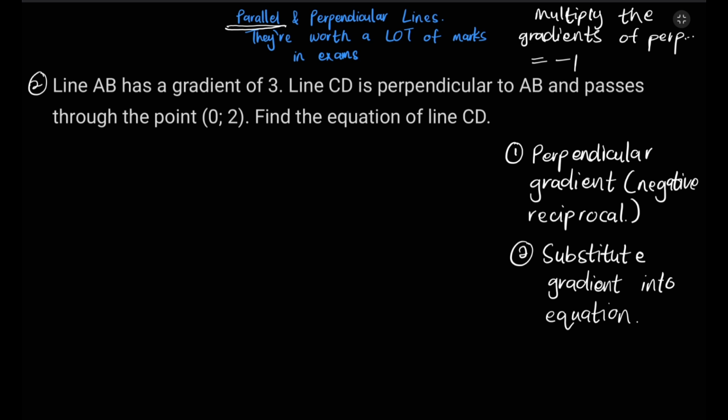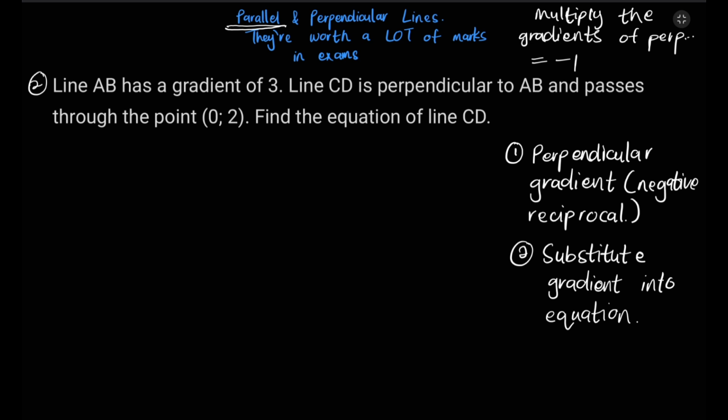The second way: line AB has a gradient of 3. Line CD is perpendicular to AB and passes through point (0, 2). Find the equation of line CD. First step, I said perpendicular gradient, negative reciprocal. What we have to do is find the perpendicular gradient.